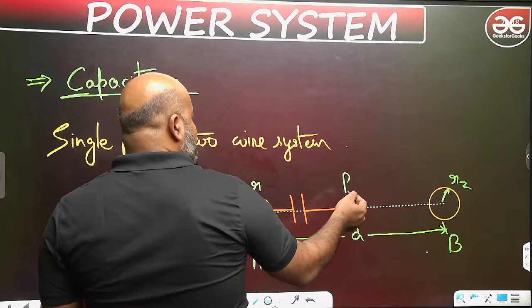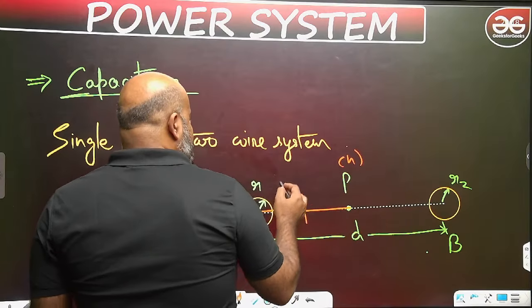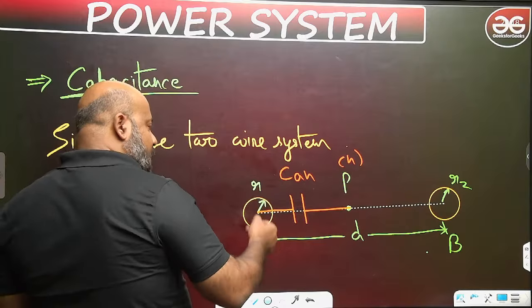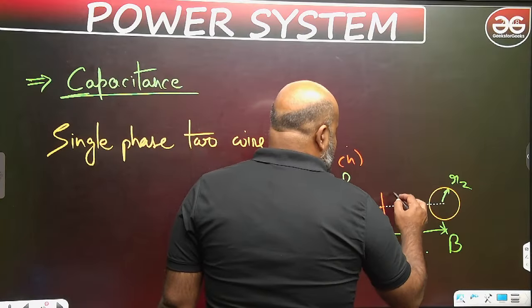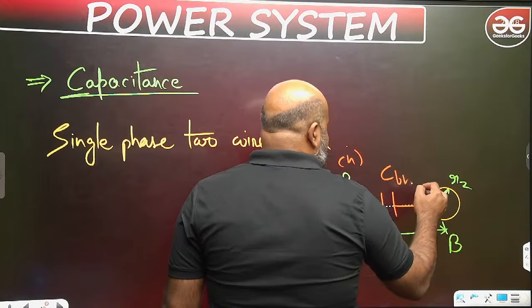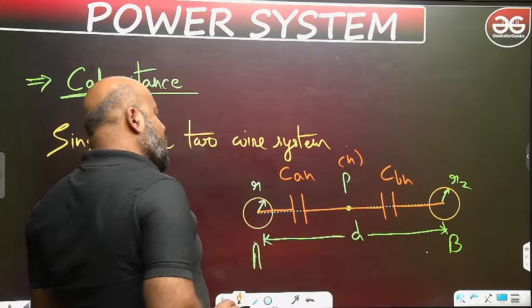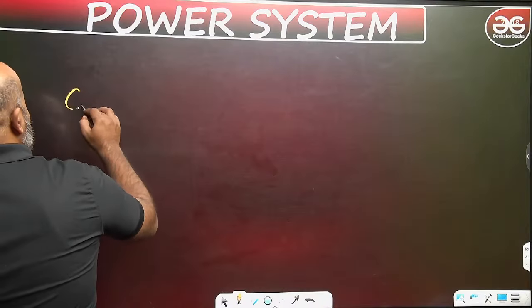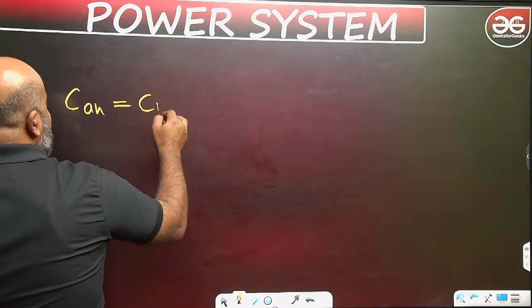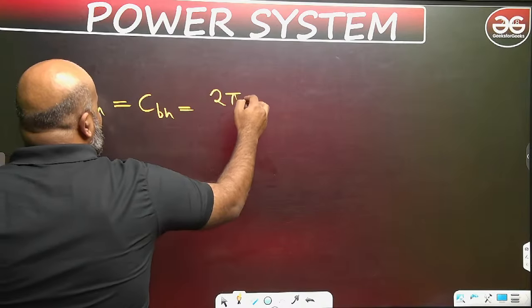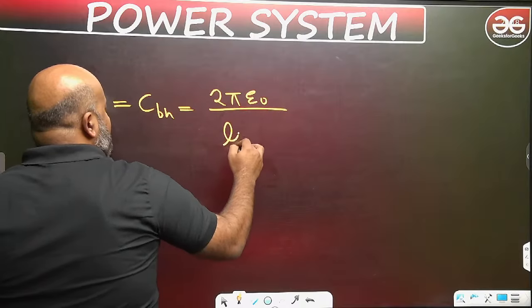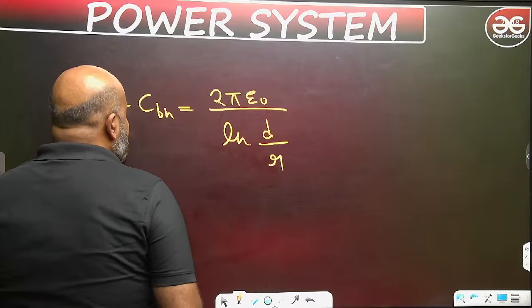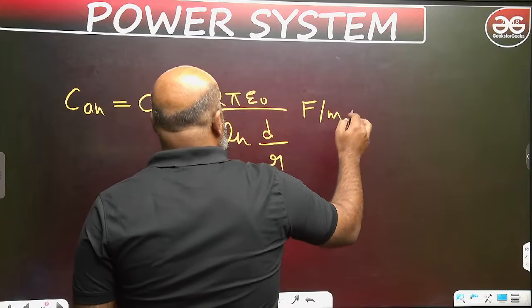With respect to this neutral point or reference point, this is CAN. It means the capacitance of conductor A with respect to the reference point. Similarly, I am writing CBN, that is the capacitance of conductor B with respect to N. So now if I write the expression, CAN or CBN is nothing but 2 pi epsilon naught upon ln d upon r. Simple, you can say it is farad per meter.